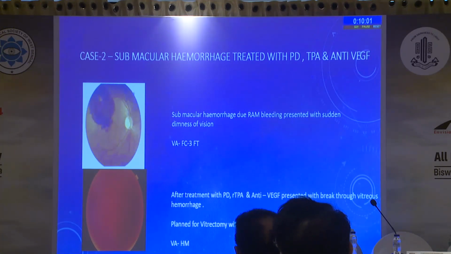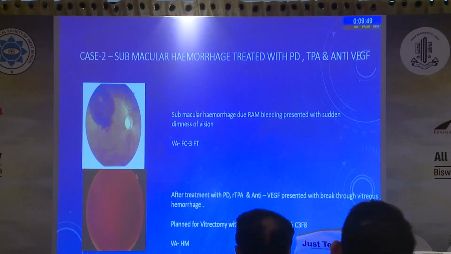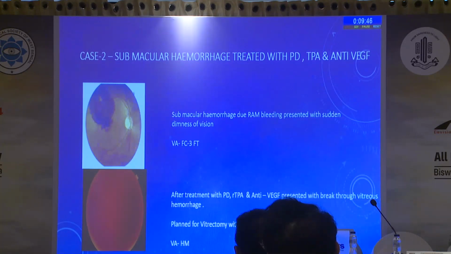It was treated with pneumatic displacement and rtPA. I had given anti-VEGF because there was a macular edema; we might not give anti-VEGF for a RAM. Following the intravitreal tPA, there was a breakthrough hemorrhage, which can happen. When we are giving rtPA either intravitreally or subretinally, we need to counsel the patient that they might have a breakthrough bleeding. This is pretty common, and the patient should be counseled before proceeding with the operation.